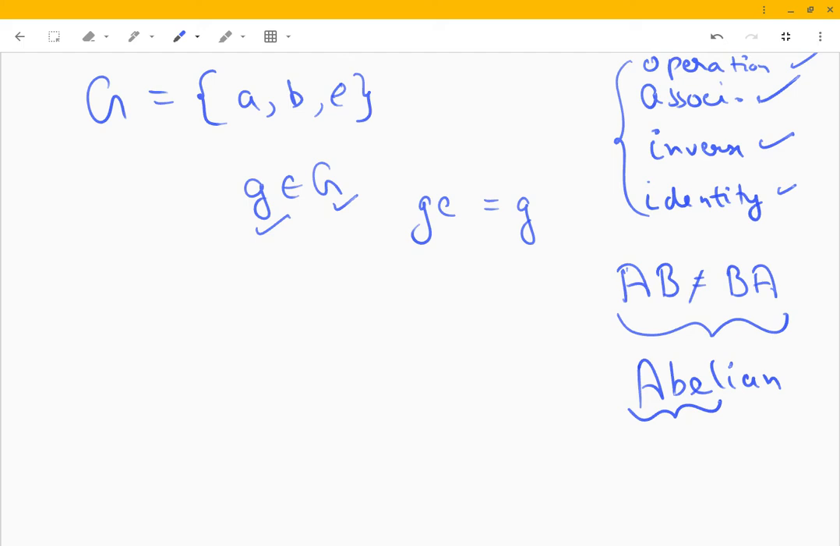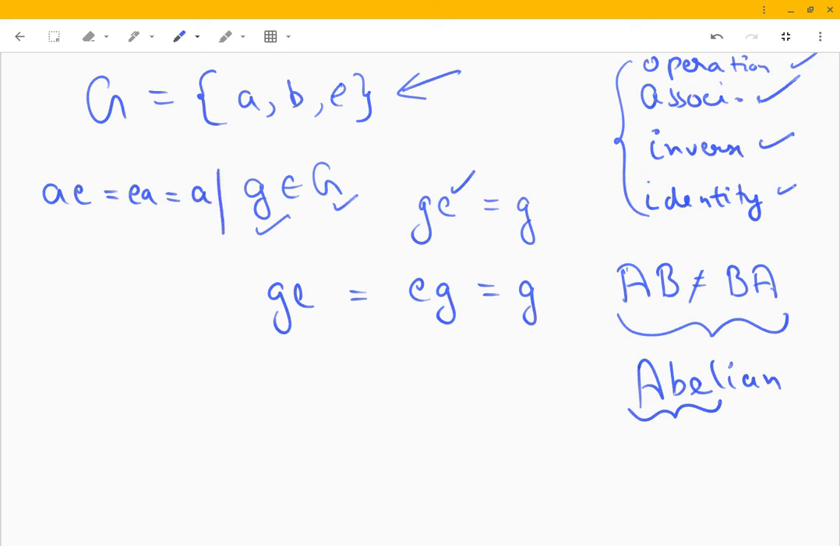But even if this group is not abelian, this identity element will always commute. So we can always say that GE equals EG equals G, where G is any element of the group. In this specific case, AE will be equal to EA will be equal to A itself, right?